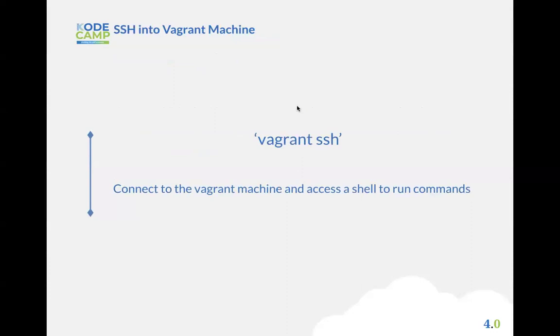Okay, so when your machine has been created, you can get access into it using your vagrant ssh command. The vagrant ssh command would be to use SSH to access the virtual machine that you've created, to be able to run commands within that machine.